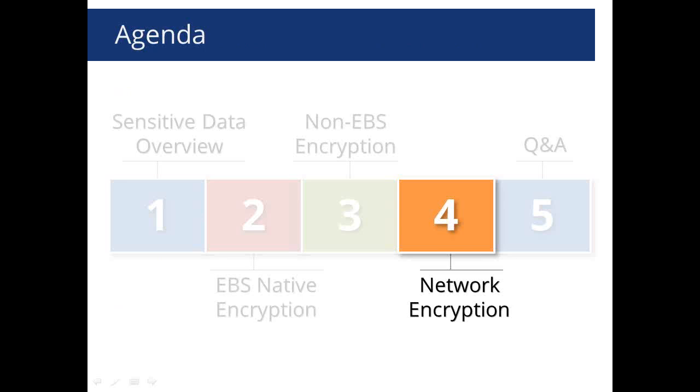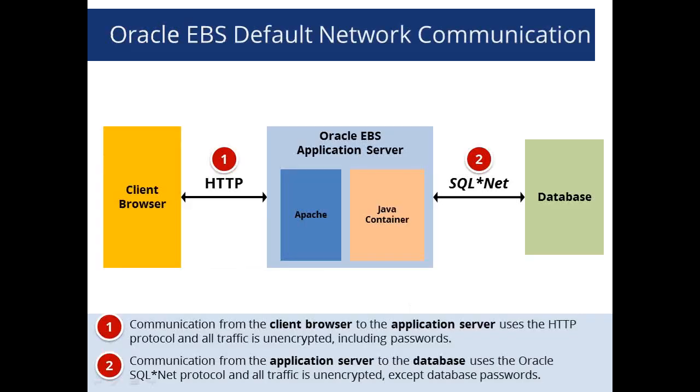The other type of encryption that we don't talk a lot about with customers, most people do the front end of it, but more people are now talking about database level encryption for the network traffic. So when we start talking about the standard EBS network communication, you basically have two communication points. You might have a whole bunch of different servers in this, but really there's two types of traffic that's flowing in your environment. There's the client browser to the EBS application server. And that may be internal to your network, or it might be external.